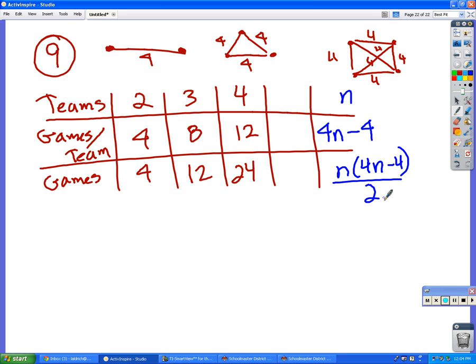And then what do I need to do to figure out how many games will be played if I have 10 teams? Put 10 in for n. I put a 10 there. 4 times 10 is 40, minus 4 is 36. 180. So 180 games total.